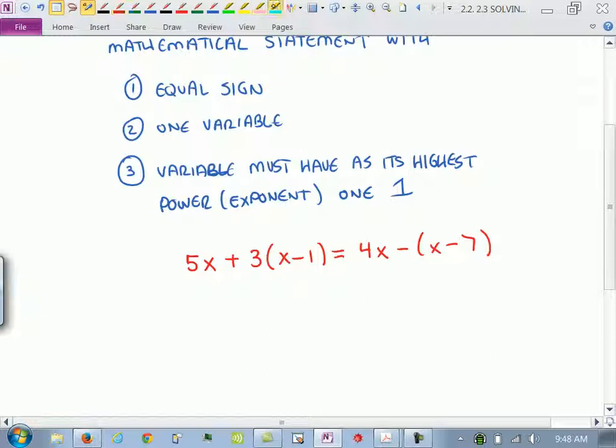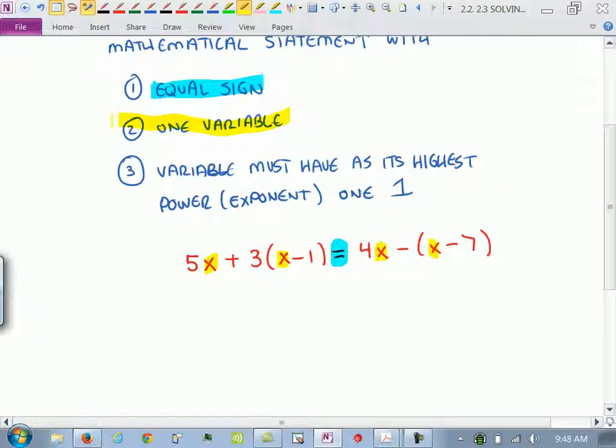We have equal sign, right? There we go. We got equal sign there. We have 1 variable, x, x, x, x, right? And the power or exponent on that variable, the highest it can be is 1. So whenever we don't write a power, anyone need to sign in? Whenever we do not write the power, what power is there? It's a 1. It's what we call implied.